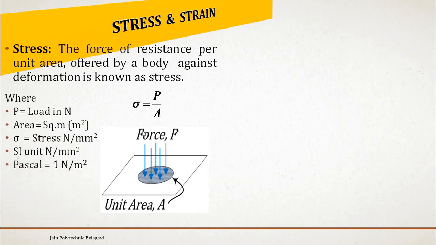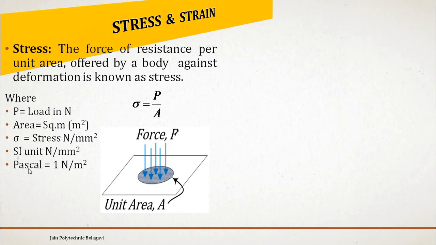So what is it exactly? This P is nothing but load in Newton. You can put it in kilonewton also as per SI unit. Area is given by square meter, you can write it as m raised to 2. Sigma is given by Newton per millimeter square here, because P is in Newton and area is in millimeter square. So stress has unit of Newton per millimeter square. SI unit of stress is the same, Newton per millimeter square.